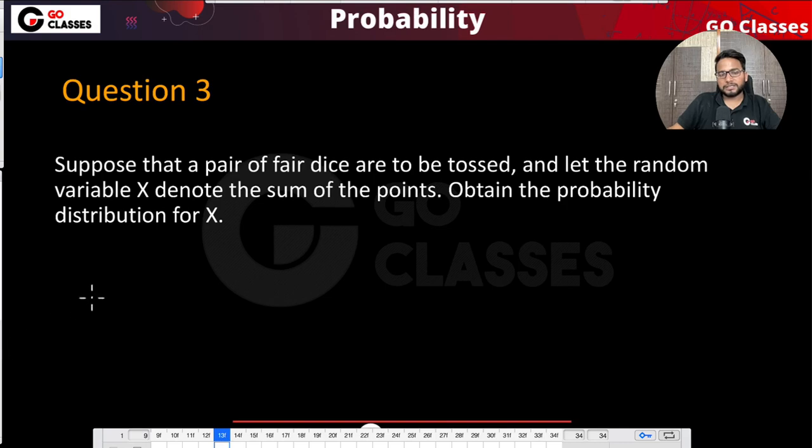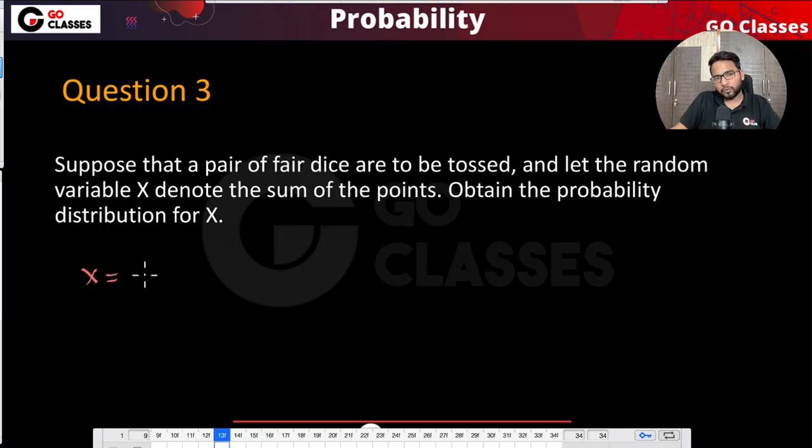Now let's see question number 3. Suppose that a pair of fair dice are to be tossed. In this question they are saying the experiment is such that you are tossing a pair of fair dice, and let the random variable x denote the sum of the points. So there are two fair dice that you are tossing, and the random variable x is the sum of the points that are appearing. So what are the possible values of x?